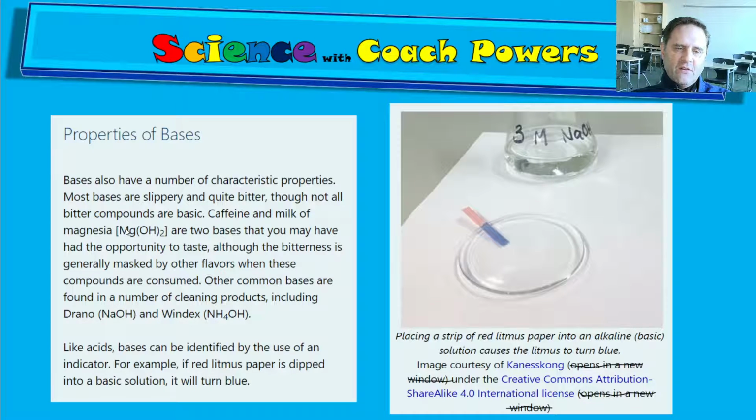You see that right there, the concentration of that stuff, are two bases that you may have had the opportunity to taste, although the bitterness is generally masked by the other flavors when the compounds are consumed.